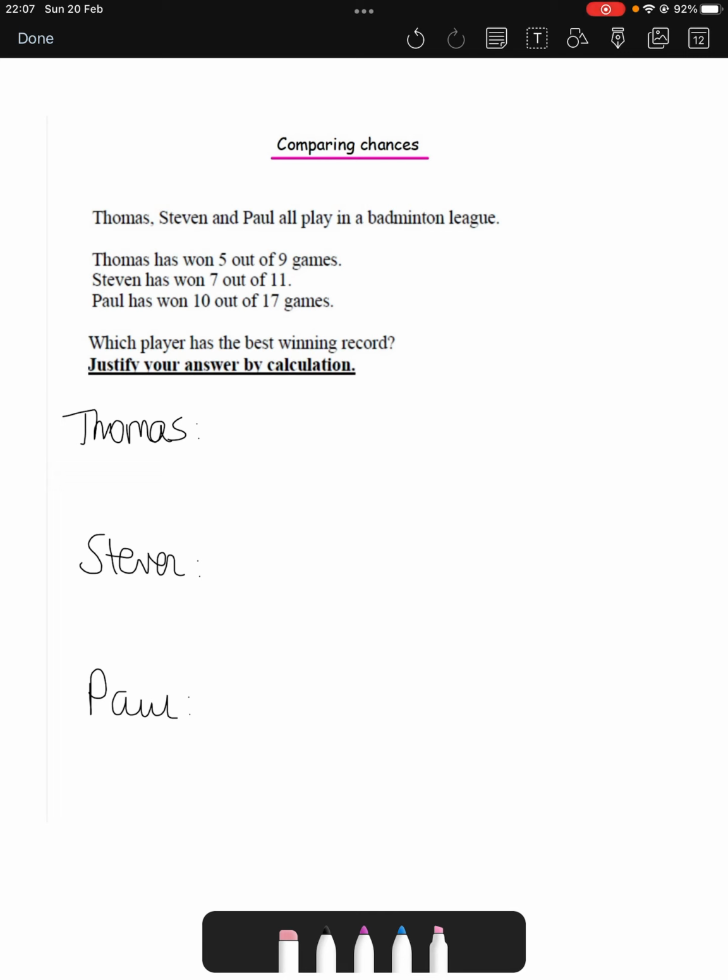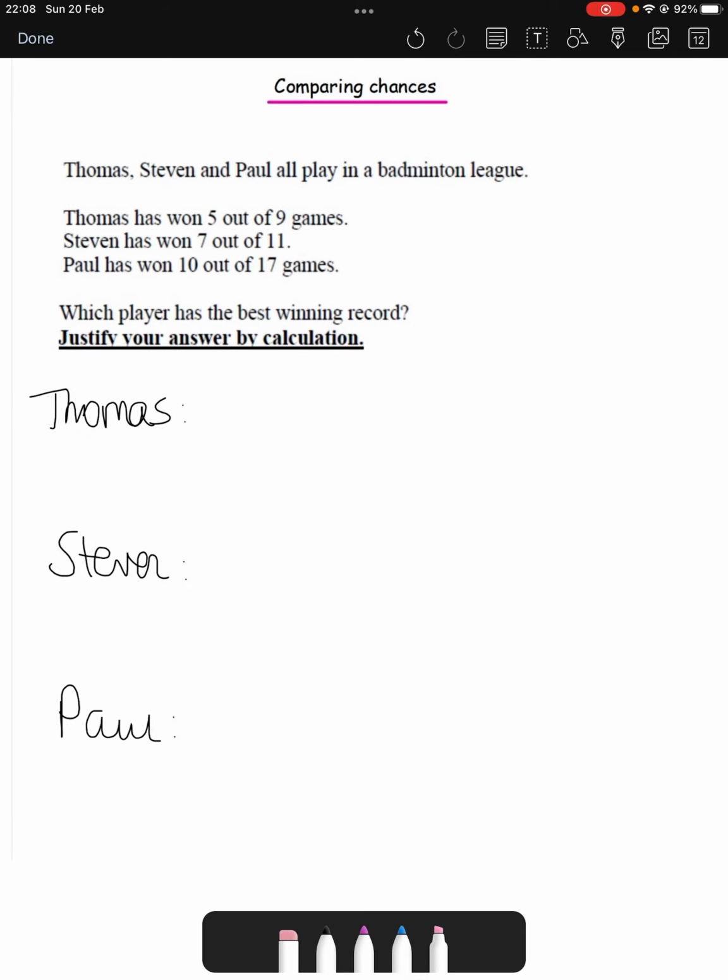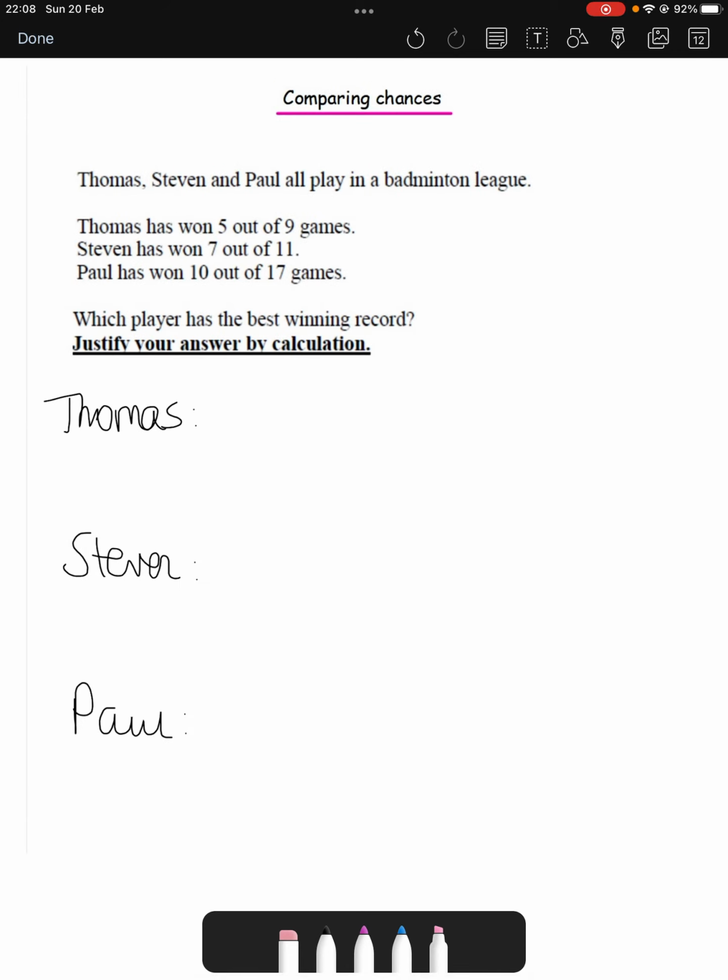Now we can't just look at the numbers and then try and figure out which one you think is best. What we want to do is change these so we can compare them definitely to each other. So number out of, in maths, can also be written as a fraction. What we've got for Thomas is 5 out of 9. Now if you remember what out of actually means on your calculator, it means divide. Over also means divide. So for Thomas, we're going to do 5 divided by 9, and you're going to take your calculator and type that in.